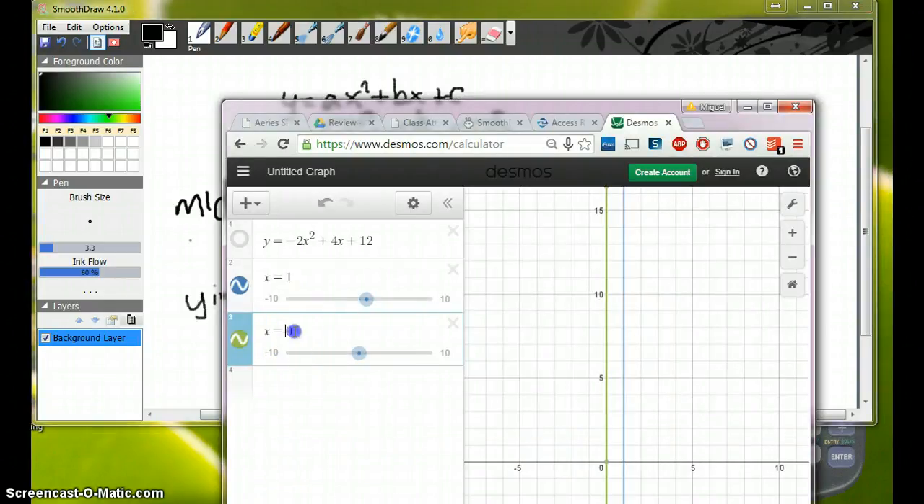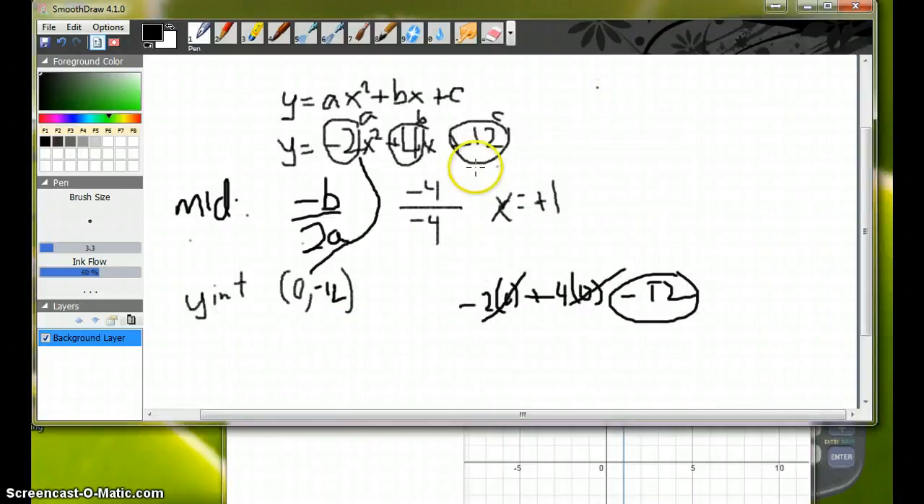So I'm going to type that here. It's going to be 0, 12. Let's see. Actually, it's positive 12. All right. So now we have the y-intercept.